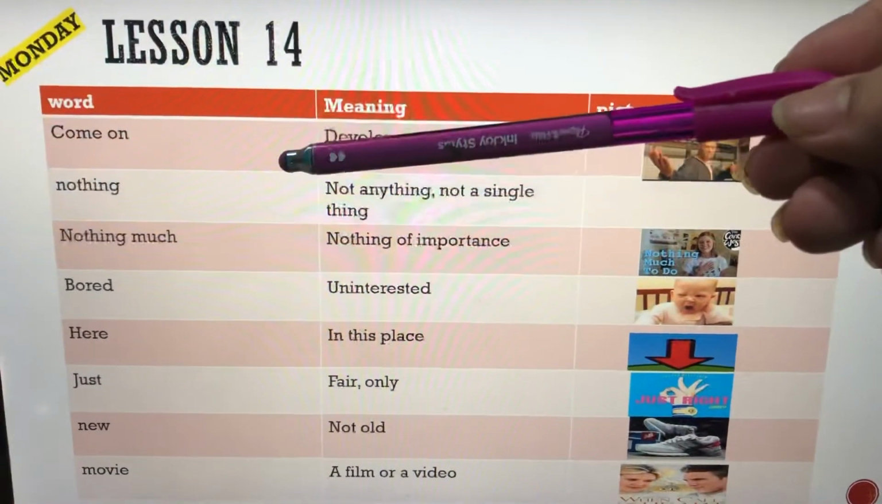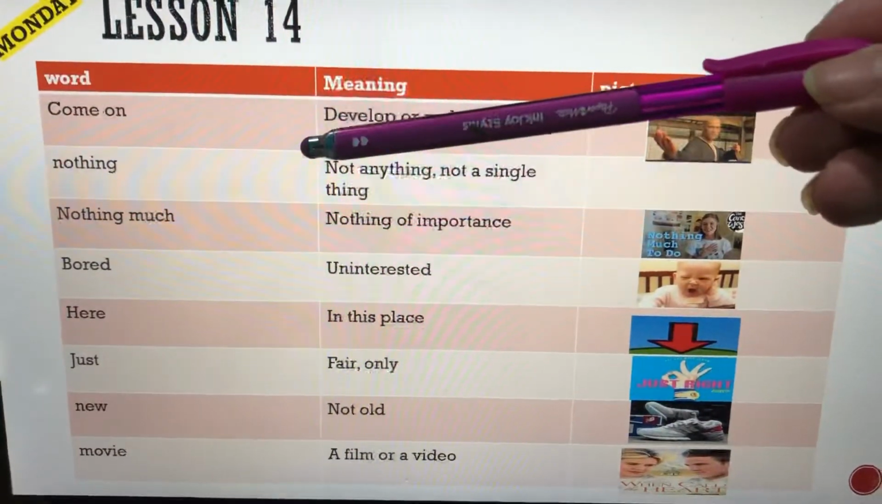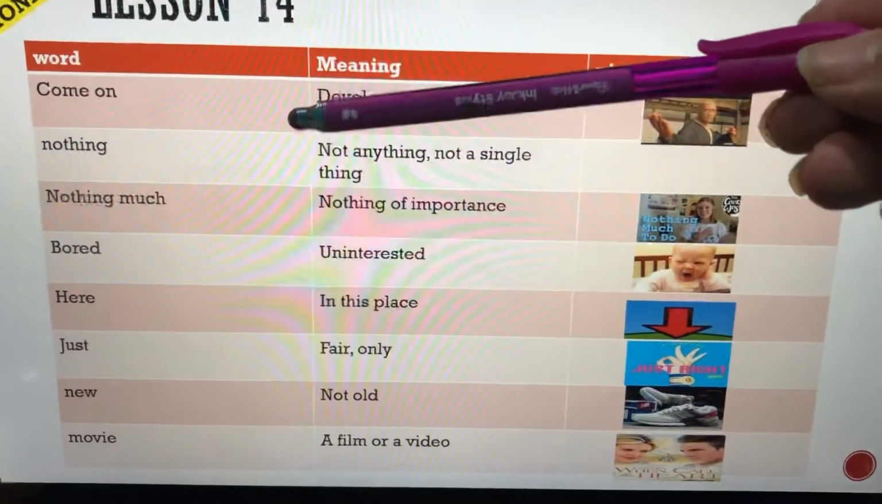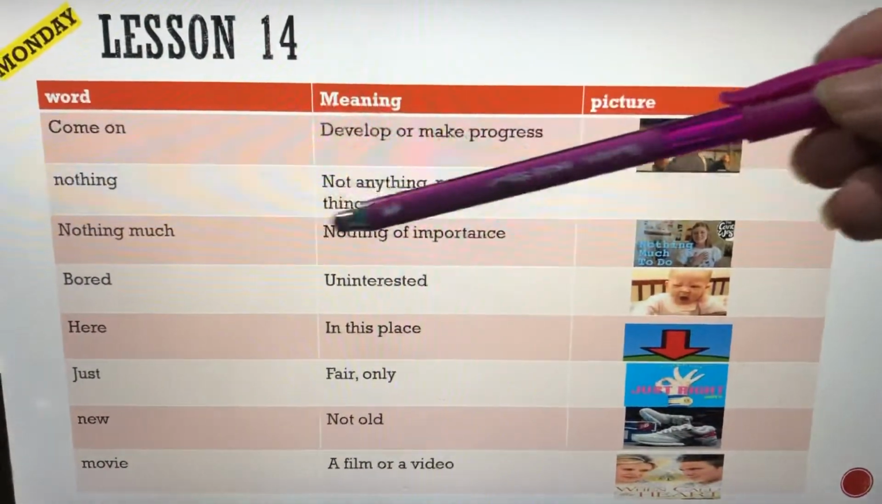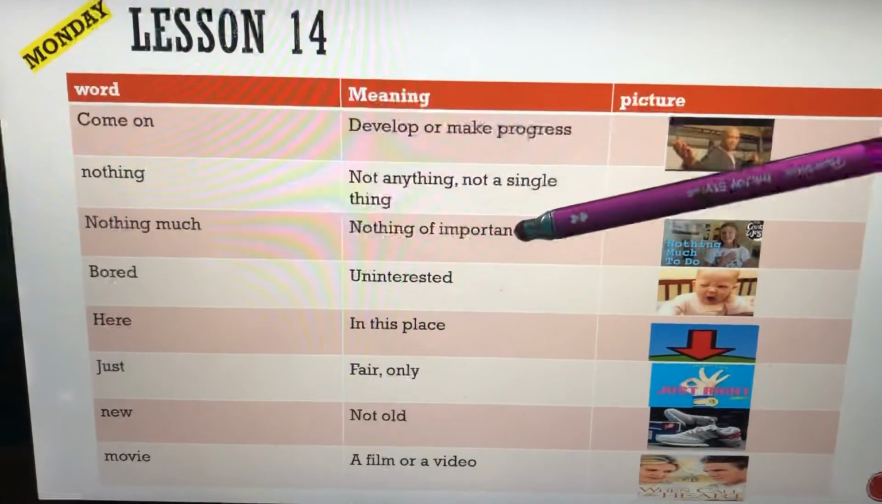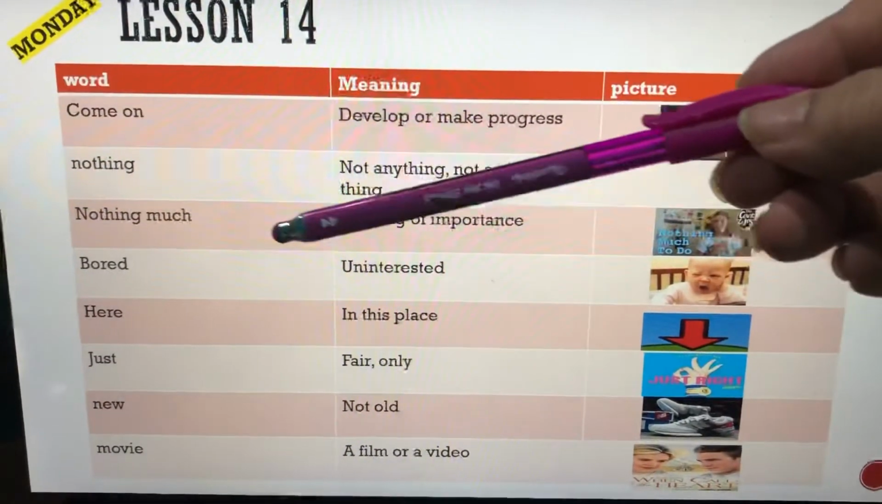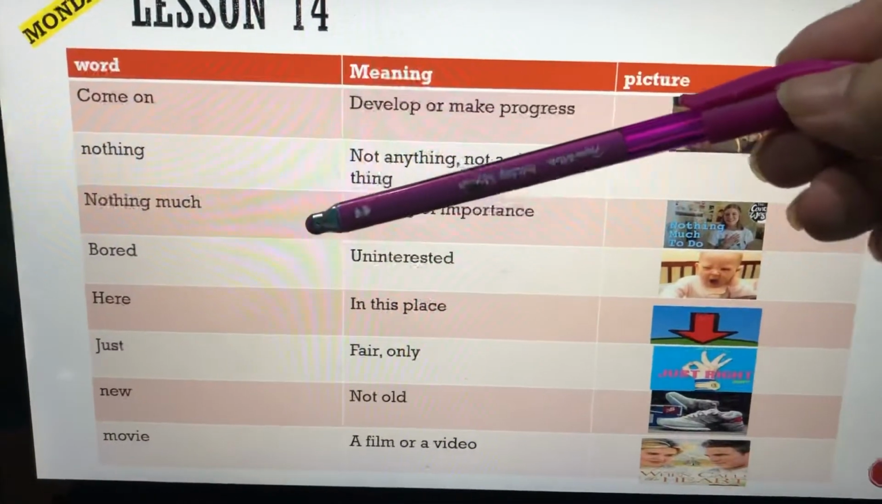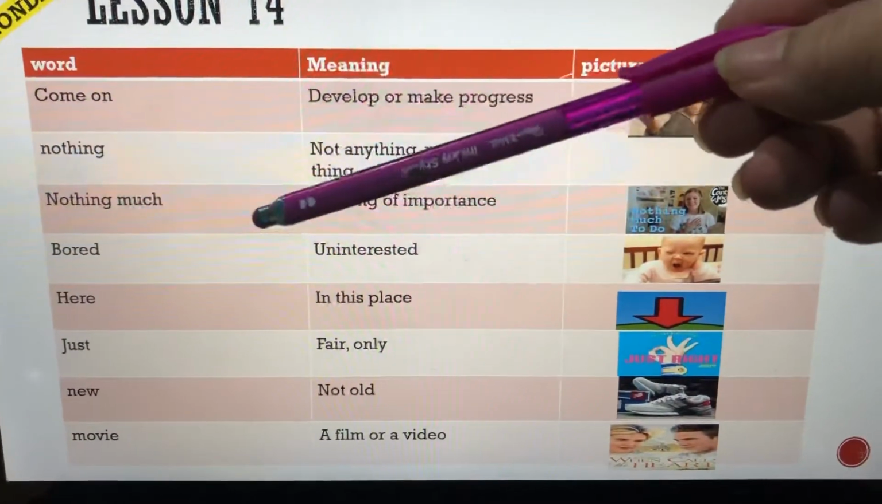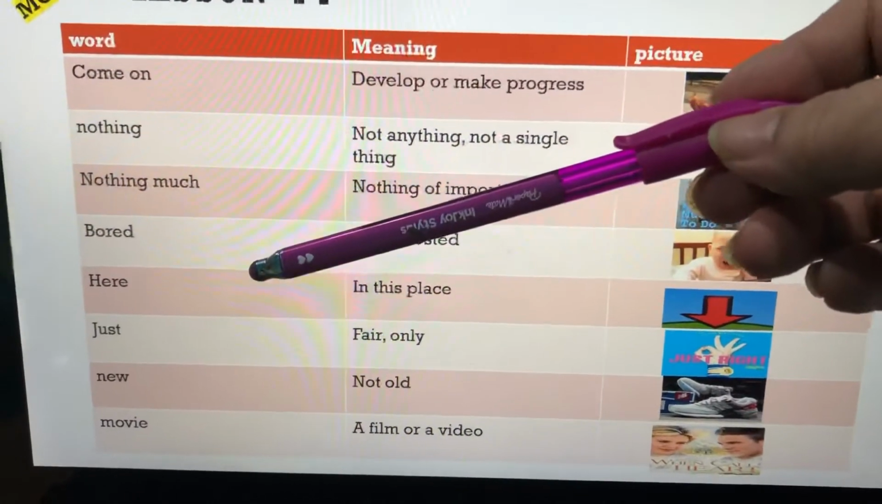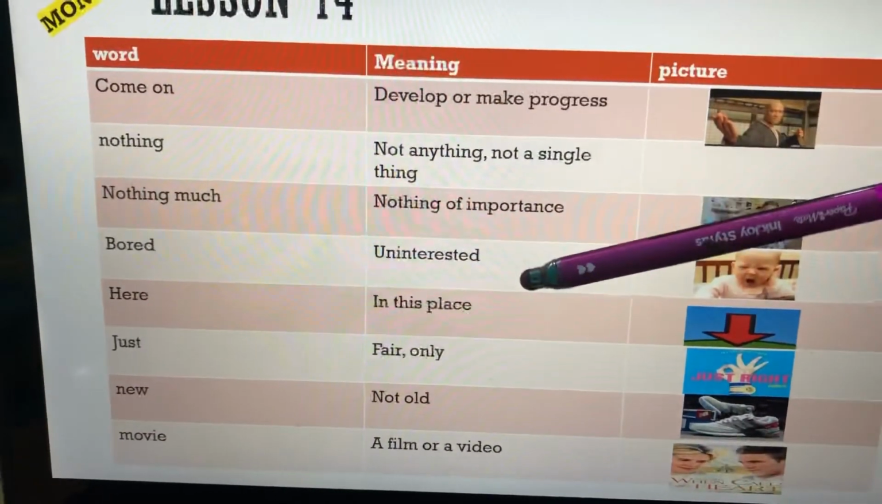Come on is an expression, for example, when you say, let's go to the park. Come on, let's go, because you don't want to go. Nothing means not anything, not a single thing. Nothing much. What are you doing? Oh, nothing much. I haven't been useful these days, for example. Bored means you seem uninterested.